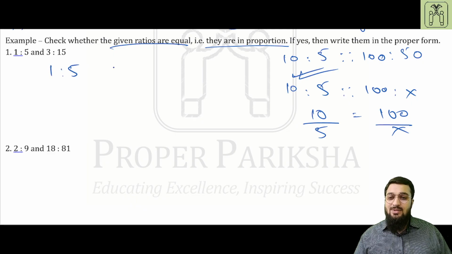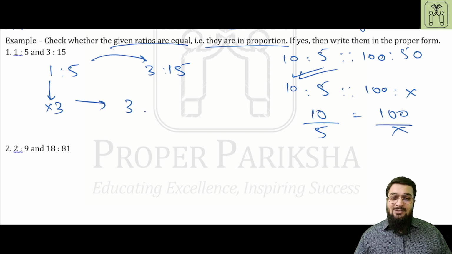Now, coming back to the question, if yes, then write them in proper form. So we have 1 is to 5 and 3 is to 15. We will see if 1 is to 5 and 3 is to 15 are the same or not. In order to convert 1 is to 5 into 3 is to 15, what can we do? We can multiply the extreme term, the 1, by 3. So what will we get?